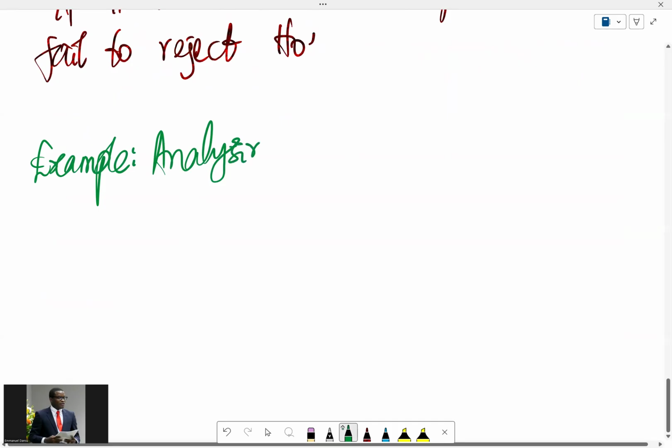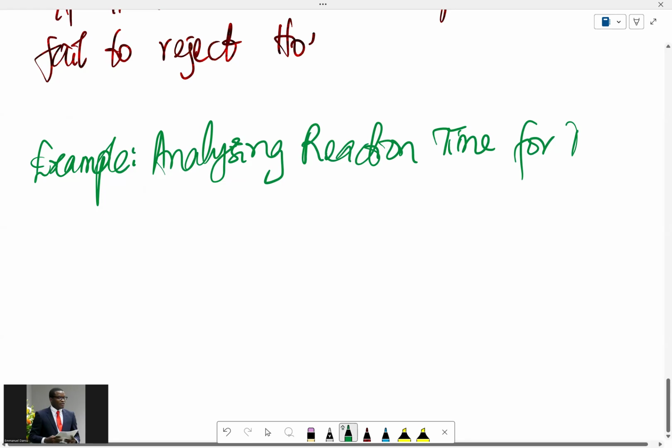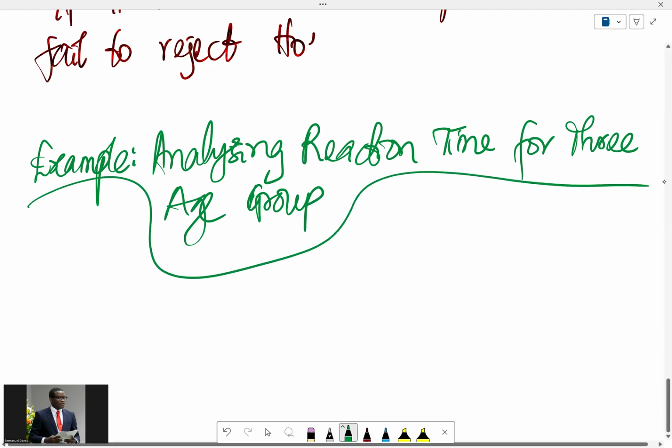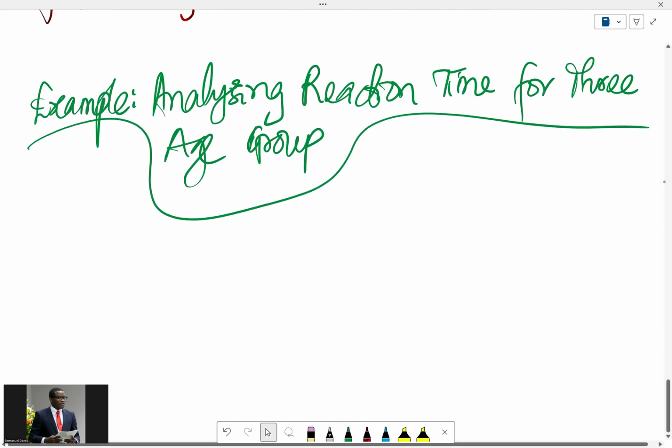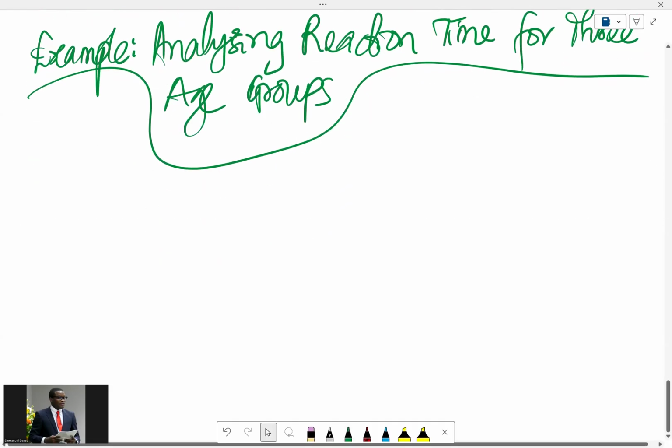It's about analyzing reaction time for three age groups. So that's the beauty of Kruskal-Wallis. You can do more than two groups. Analyzing reaction time for three age groups, right?